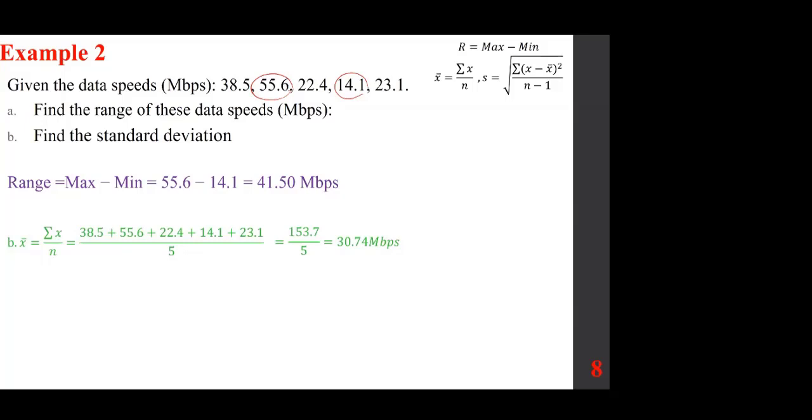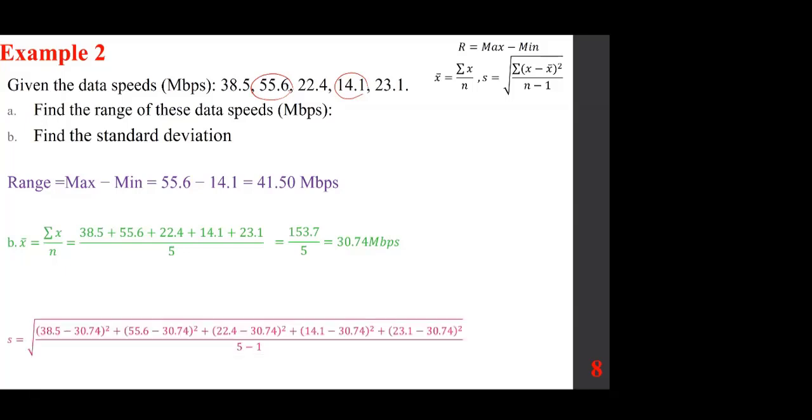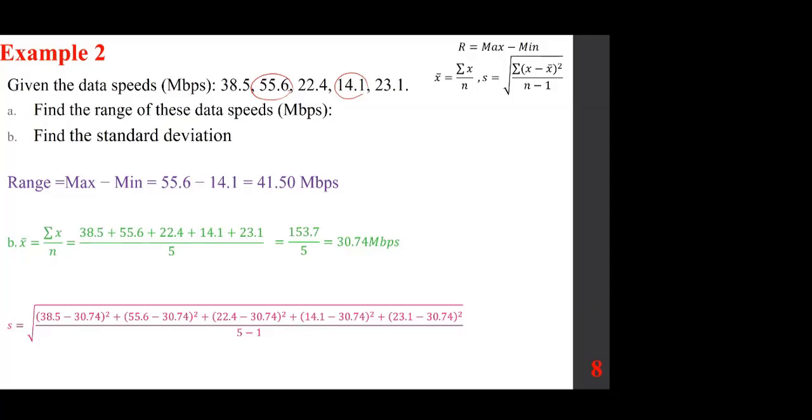Why not? Because the numerator is positive. Why is it positive? Because it's the sum of the square of numbers. The denominator is positive. Why is that? Because it's the sample size minus 1, which is still positive. So with that being the case, all you have to do is 38.5 minus 30.74, square it, plus 55.6 minus 30.74, square it, and all the way to the end, and divide by n minus 1, 5 minus 1. If you take a root, we have the standard deviation.